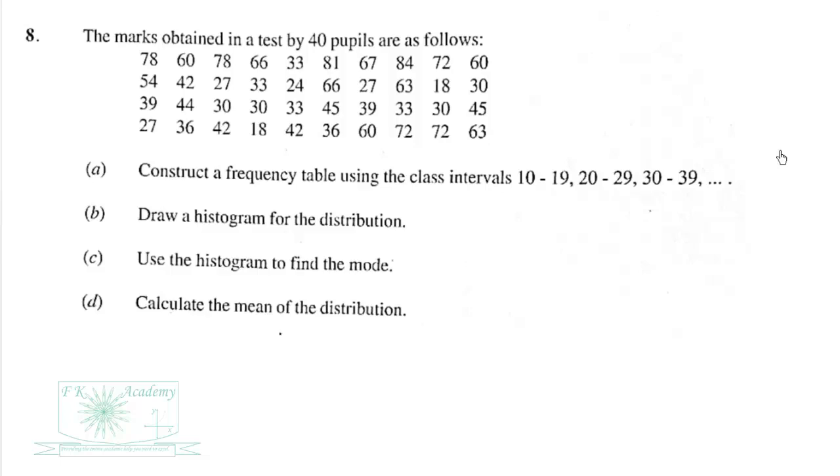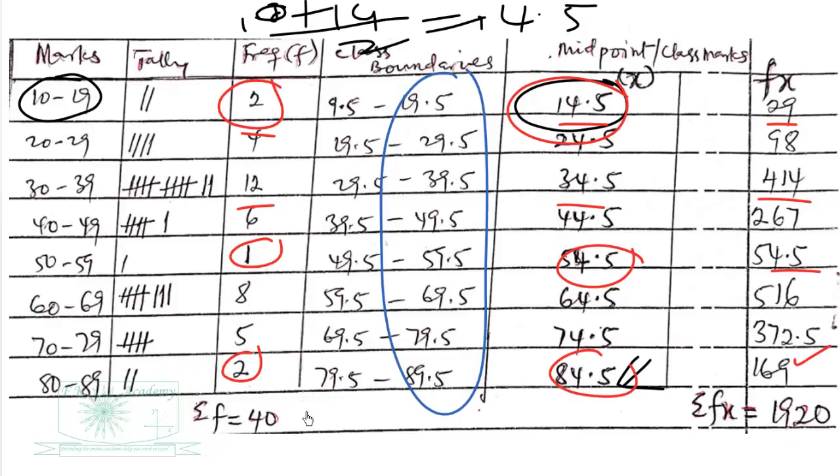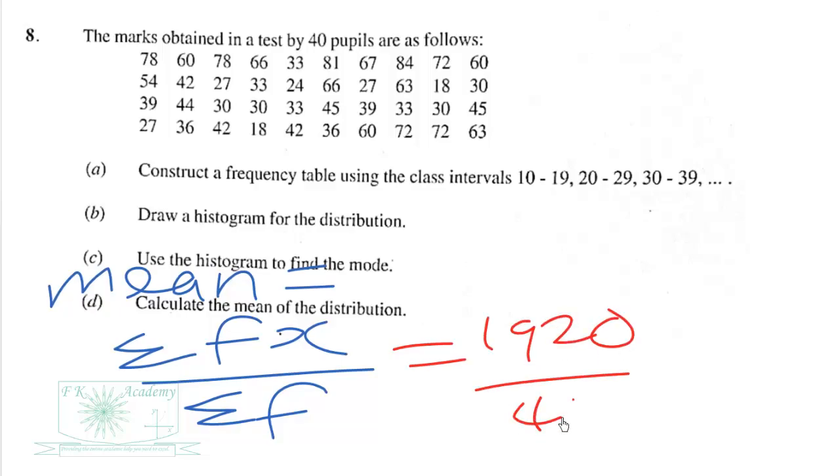The D part says we should calculate the mean of the distribution. So recall that the mean is equal to the summation of the frequencies times x over summation of f. So summation of fx gives us 1920. So we have 1920 divided by 40. And when we simplify this, we will get the mean mark to be 48 marks.